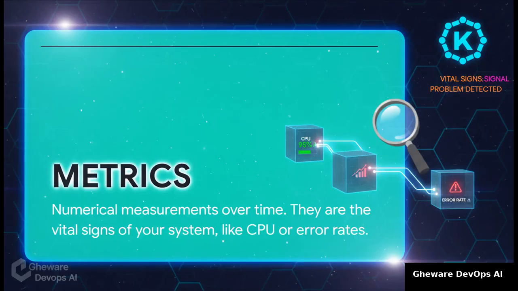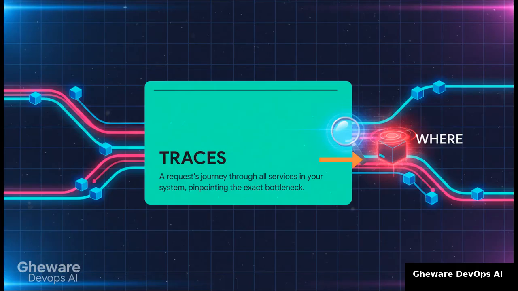Okay, first up, metrics. Think of these as your system's vital signs, like a heart monitor. They're just numerical measurements over time. CPU is suddenly at 95%, or maybe your error rates are spiking through the roof. They don't tell you the cause, but they're that first blaring alarm that something is definitely wrong. This is your what.